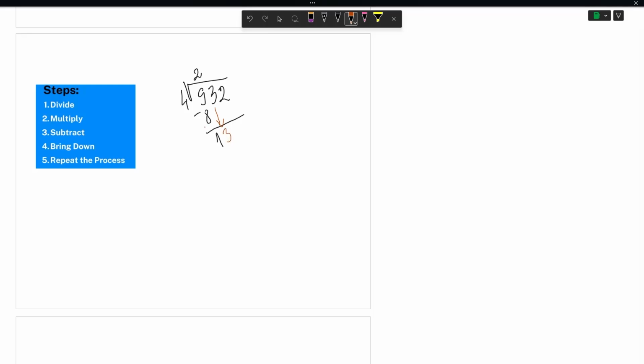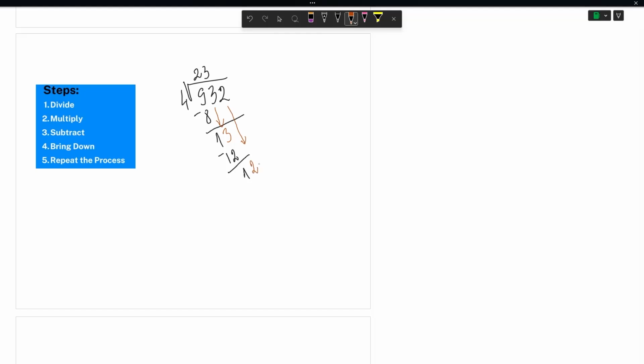How many times can 4 go in 13? It can go 3 times. Step 2, multiply. 3 times 4 is 12. Then is our step 3, subtract. 13 minus 12 is 1. Step 4, bring down. This is our next number, which is 2.